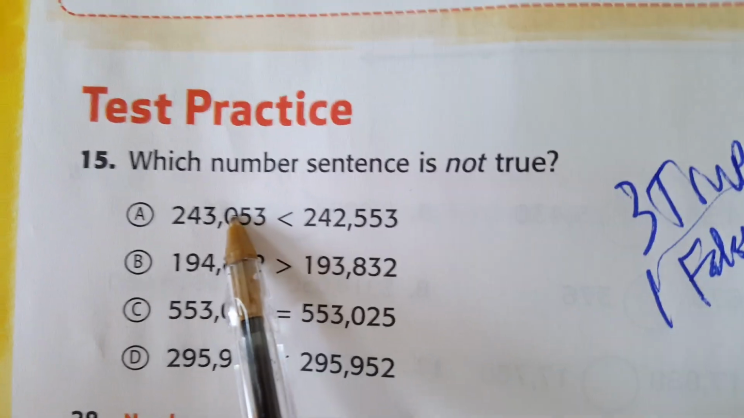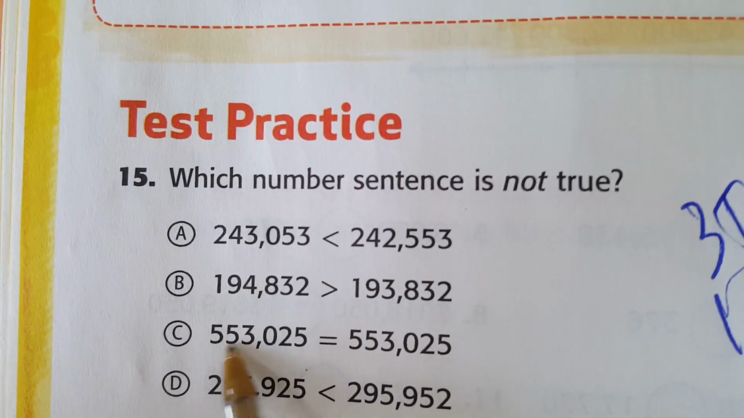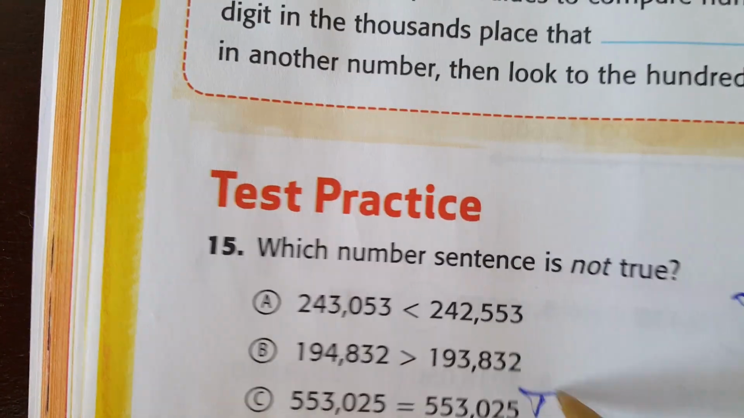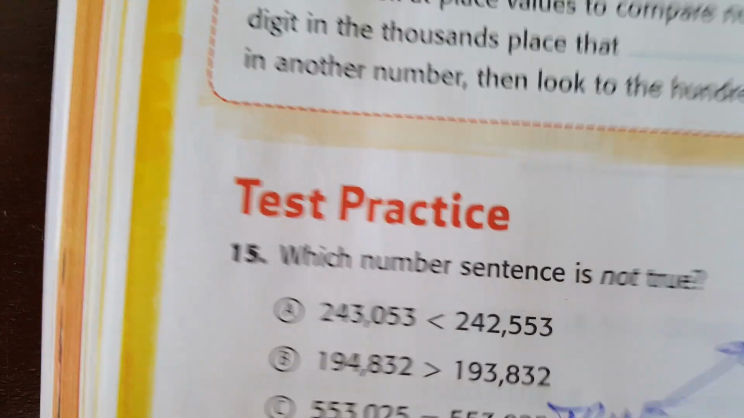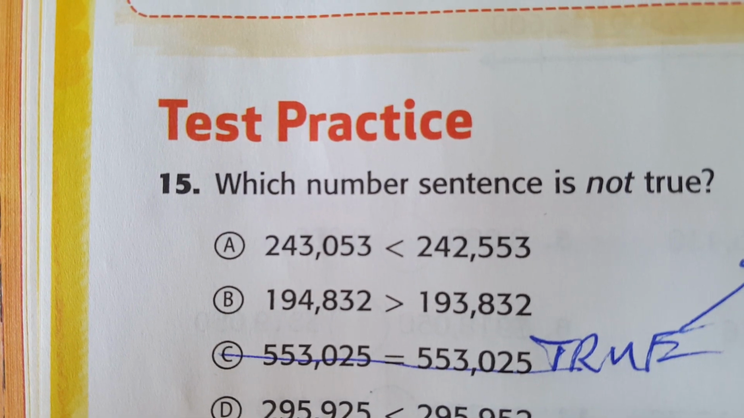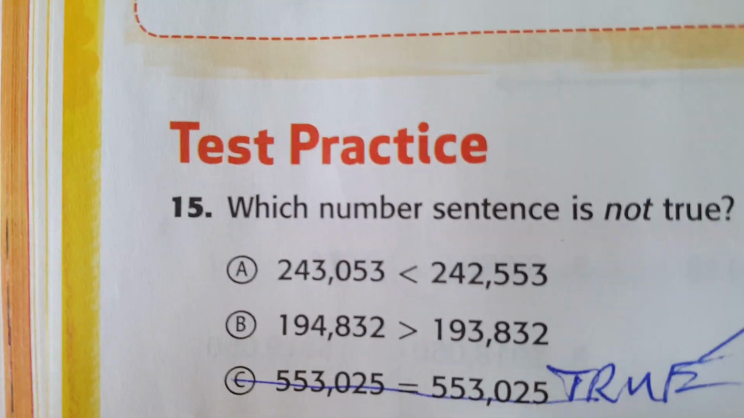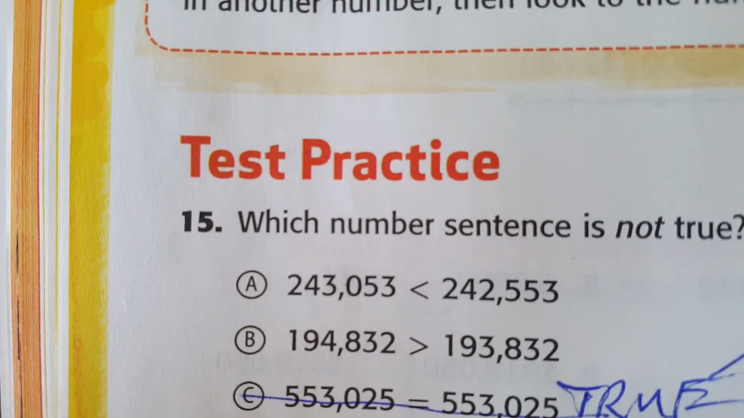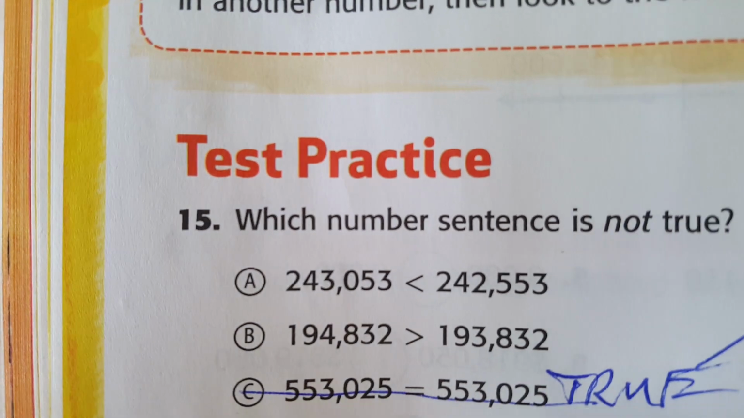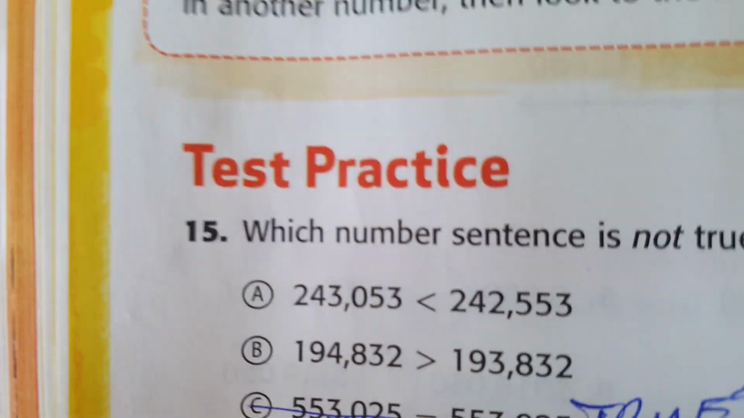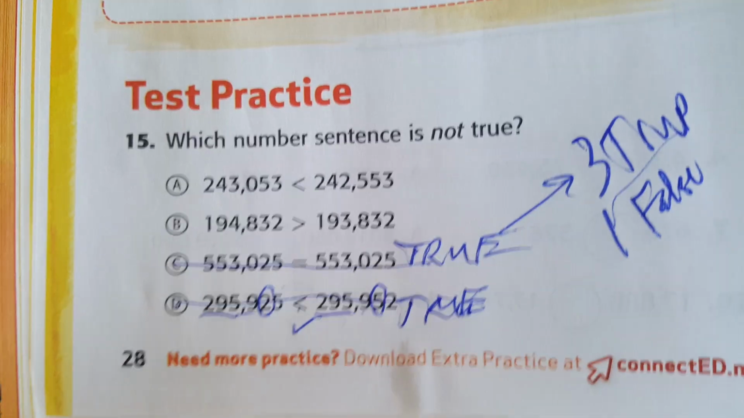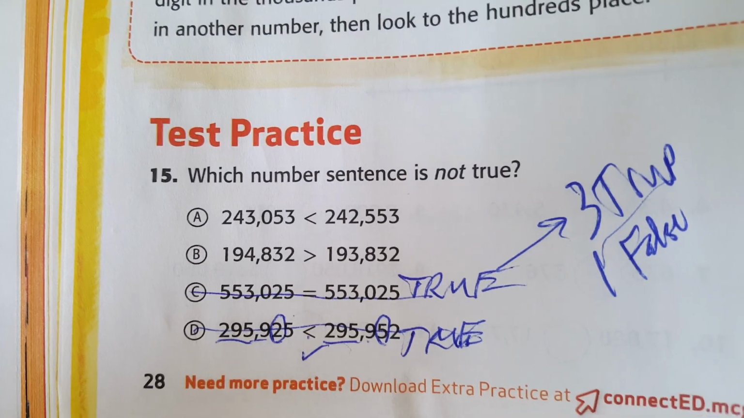You can bounce around when you're doing the test practice. Go down to this one. You can see 553,025 is exactly the same as this. This is true. So there's 1. So it can't be that. Let's look at this one. 295,925, 295, the same, the same. The 9, the same, the 9, the same. Except this 2 and this 5, 2 is less than 5, that works. That is true. Now you have a 50% chance of getting this right.